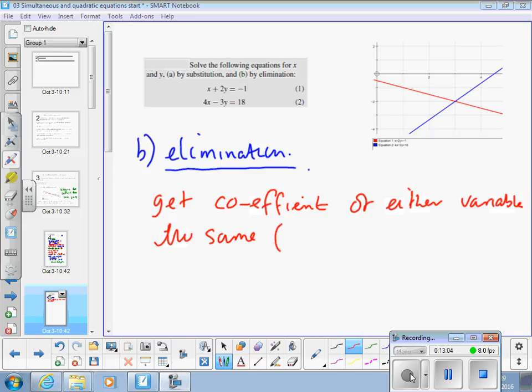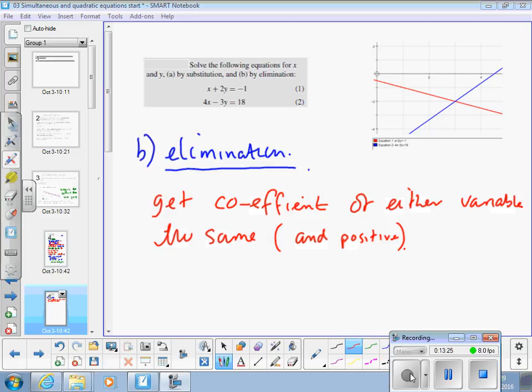You've got to get the same number of x's or the same number of y's on both sides of the equation. So, to be more precise, you get the coefficient of either variable the same. I'm going to put in brackets and positive. It's usually easiest to make them both positive. We come up against an example in a little while where you need to get the sign changed so that they're both positive.